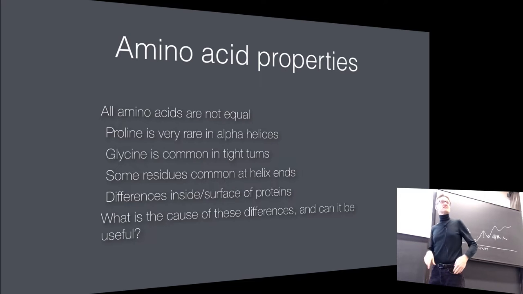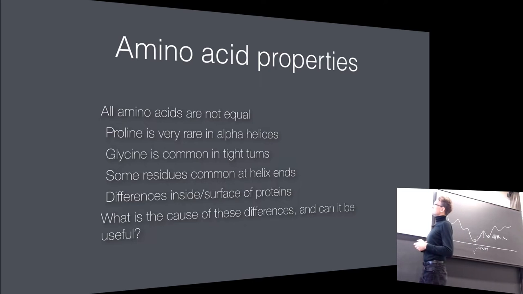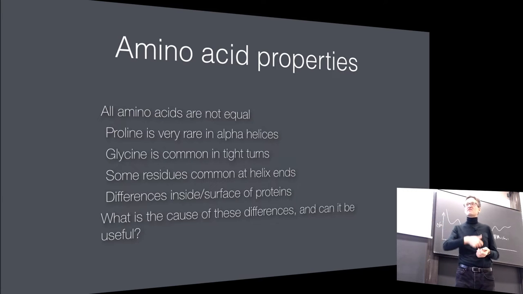Glycine doesn't have any side chain at all, so it's very free in this Ramachandran diagram, and that means it's beautiful to have if you need to make a very quick turn and go back. The helix capping we just covered means that some residues are more common at helix ends, and then there might be differences inside versus the surface of the proteins. What is the difference you expect to see there? We covered that the other day.